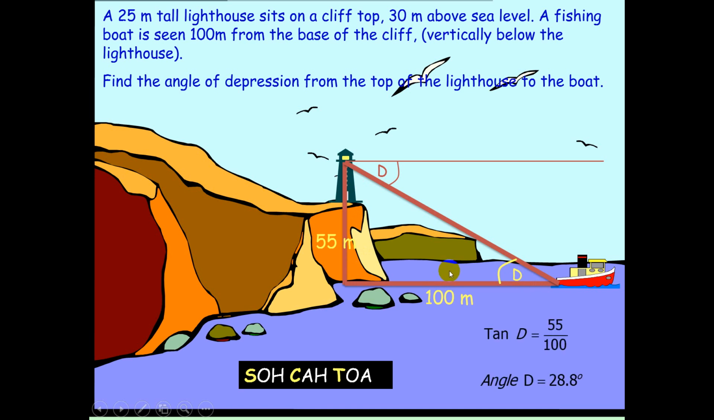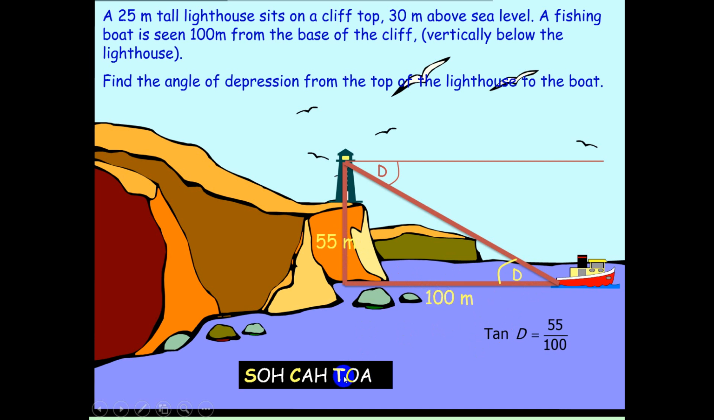And if we look at it, and I'm going to go back a little, from angle D, 55 is opposite angle D. And 100 is the adjacent side. Now, which trig ratio from SOHCAHTOA has an opposite and adjacent? I think you're right. It's tan. So tan of angle D is equal to the opposite, which is 55, over 100, which is the adjacent.